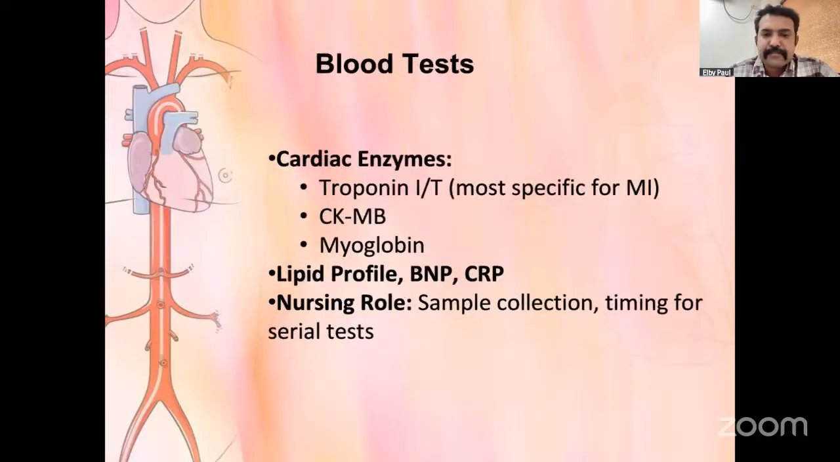Okay. Blood tests: cardiac enzymes, troponin I or troponin T, CK-MB, myoglobin. These are the cardiac enzymes. Lipid profile, blood nitrogen, we can check CRP levels. These are the blood tests. Obviously, potassium also. We have to go for the blood test.